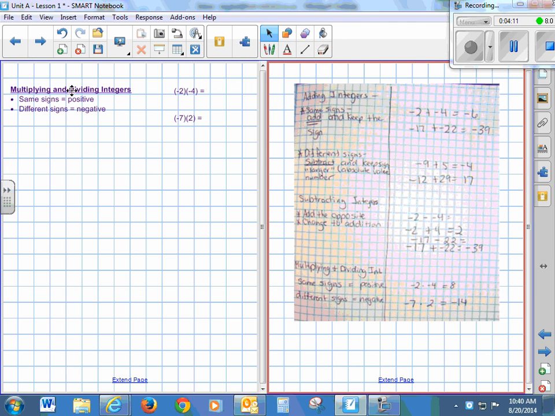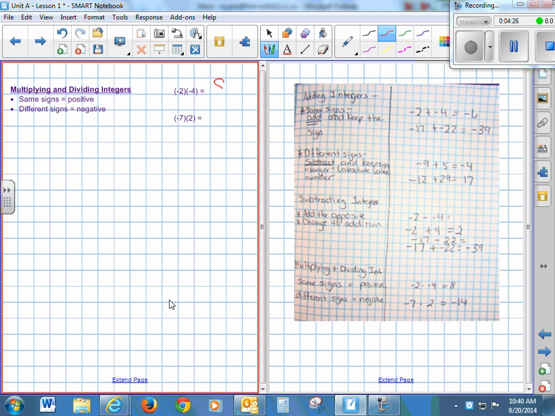Next, we're going to do multiplying and dividing of integers. These are the easiest ones. If the signs are the same, your answer is positive. If the signs are different, your answer is negative. So we try the first one. -2 times -4: 2 times 4 is 8. Since the signs are the same, it's +8. Now the signs are different: -7 times 2. Well, 7 times 2 is 14. The signs are different, so it is -14. And there's our example in our notes.